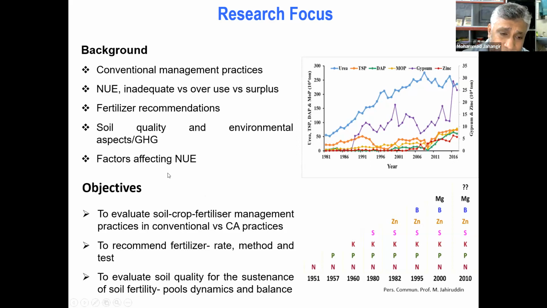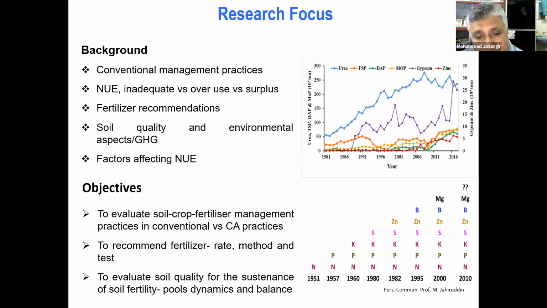And then what are the drivers or the factors that are actually reducing nutrient use efficiency or nitrogen use efficiency? If we know the causes that are driving low nutrient use efficiency, then maybe we can manage this. So our objective from this presentation, we will evaluate soil, crop, and fertilizer management practices, conventional versus some advanced practices that Professor Choyon already mentioned.